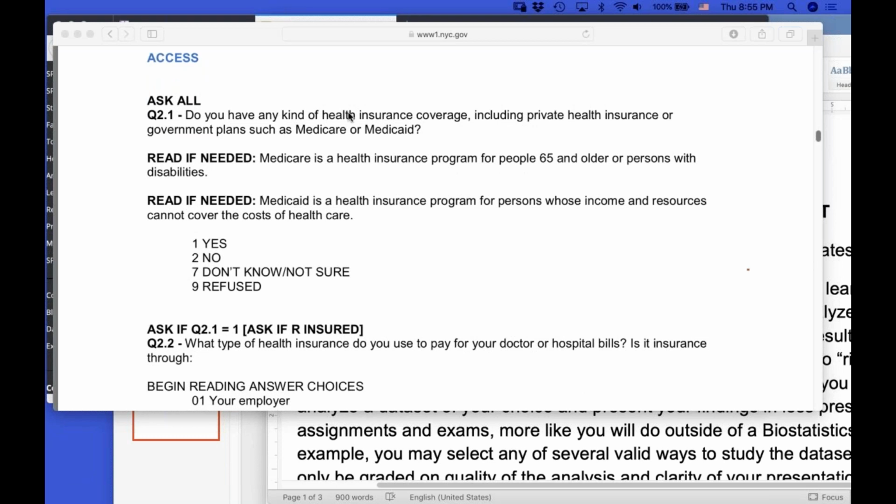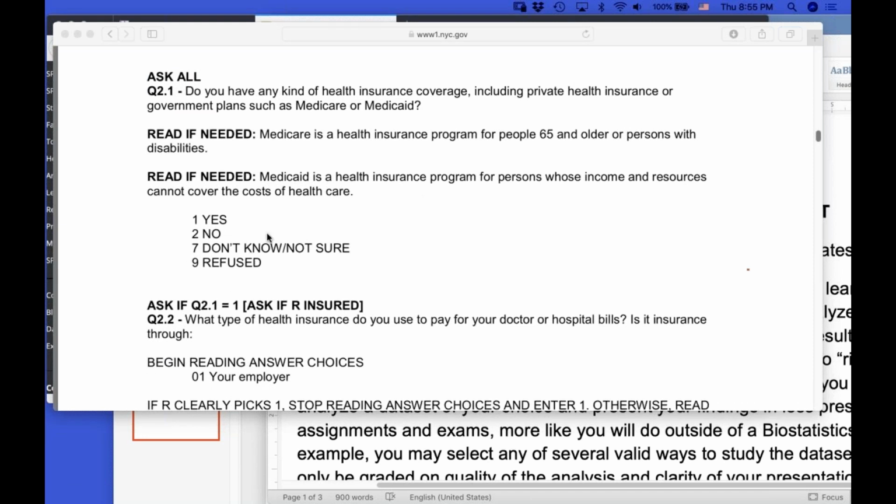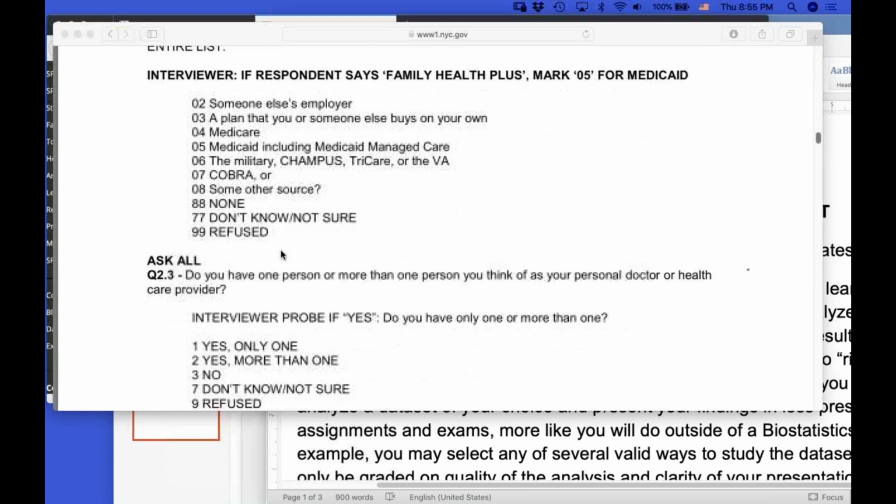Okay. Do you have any kind of health insurance, including private health insurance, government plans, or Medicaid? Yes, no, don't know, don't use, refused. What kind of variable is that? Yes or no? Yeah, because if you ignore the other ones, it's dichotomous, but it's nominal, right? It's a yes or a no, so it's a dichotomous nominal variable, right? And so on and so forth, right?